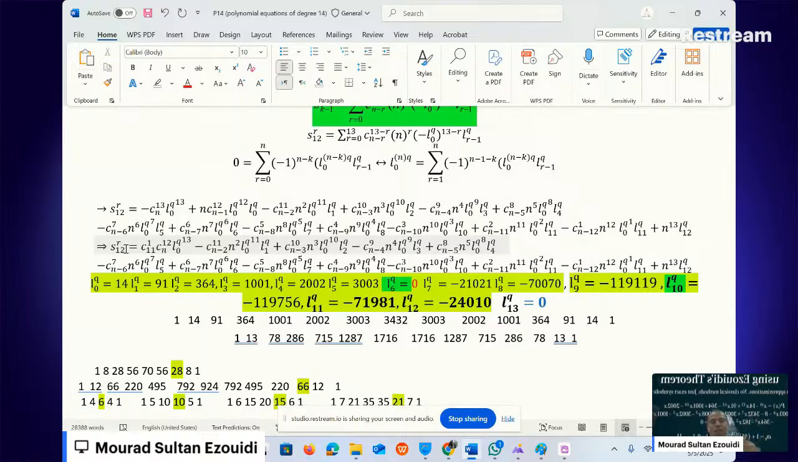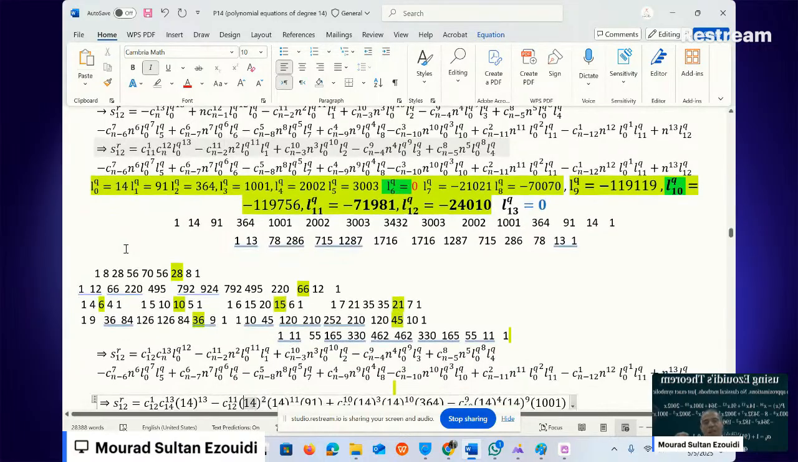No one in the era of, let's say, ancient mathematicians thought of this kind of recursive formula. But we, Mourad Sultan Ezouidi, we developed it, we discovered, invented, formulated and generalized this to be a formula, a theorem in front of you that solves any degree equation. So here, as we told you, I will use all the coefficients except L13, which is needed for the 14th coefficient of this new 14th degree equation.